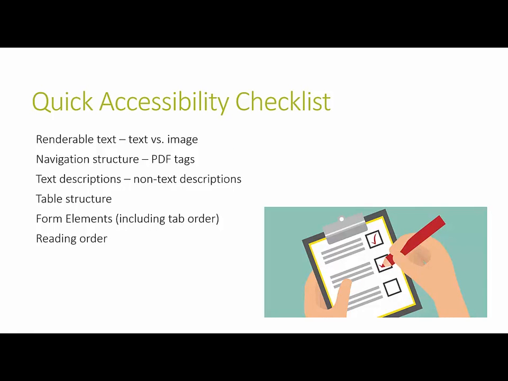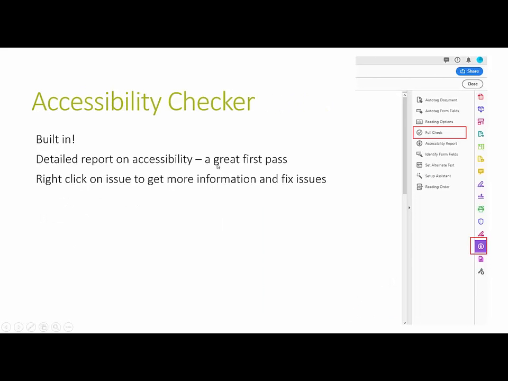What does a quick accessibility checklist look like? You want to look for renderable text, so text versus image. You want text to actually be readable. An image isn't readable, obviously, and so you have to have text that describes that image. Navigation structure, so those PDF tags are in a logical reading order. Text descriptions and non-text descriptions. Table structure. Tables get a little bit more complicated, which we'll touch on later. Form elements, including tab order and reading order. Luckily, there's a tool built into Adobe that does all this for you, so you don't have to remember that checklist. It'll run through and check it.